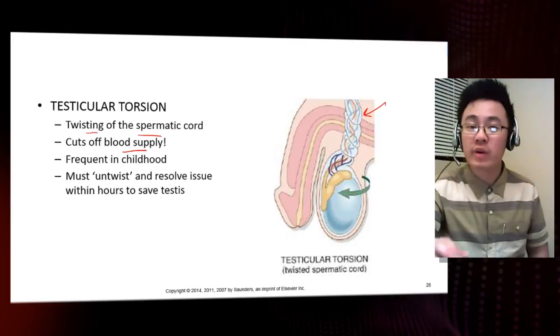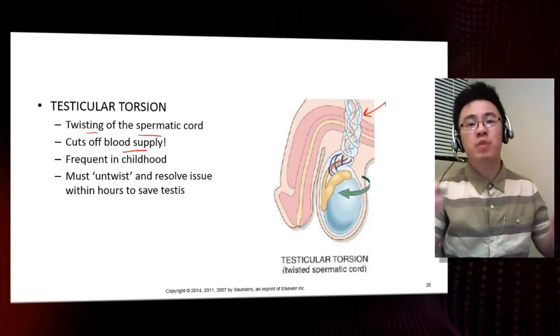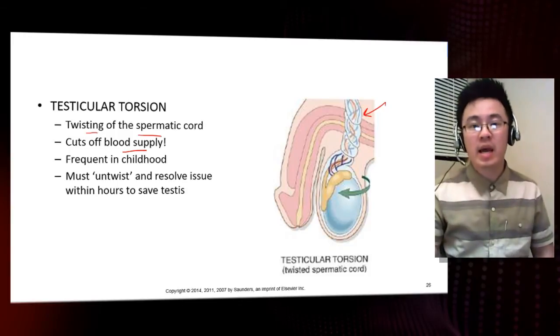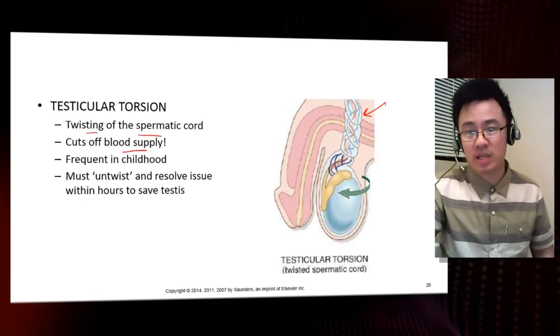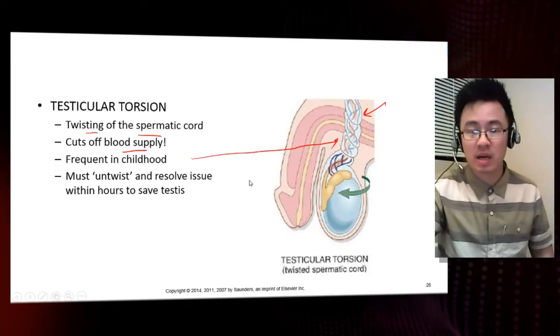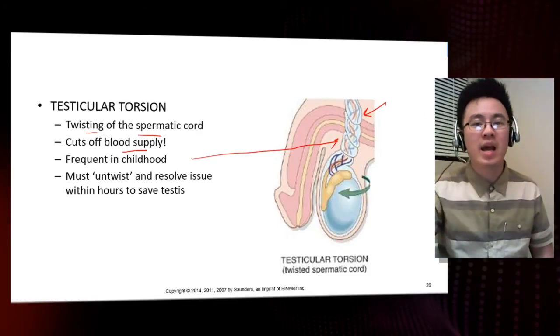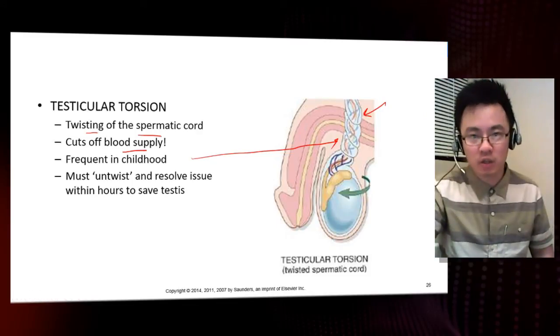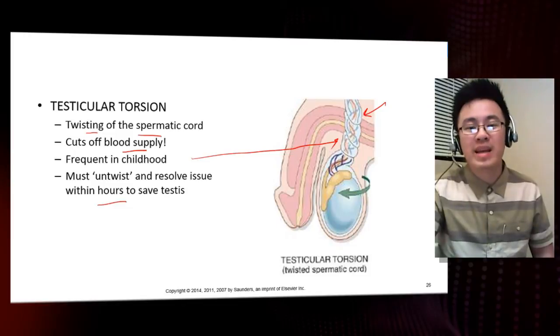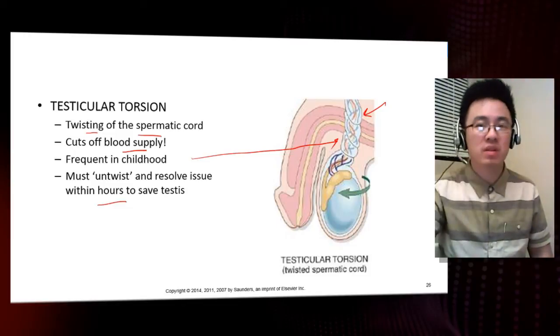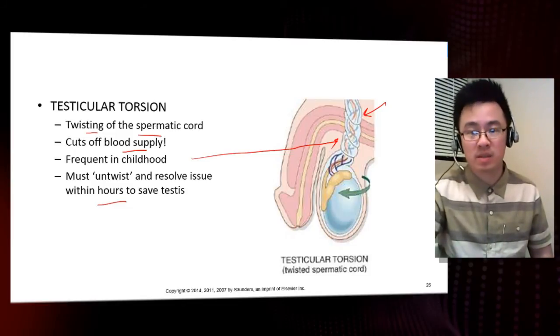cord. Now this is very frequent in childhood, and the reason why is because children are always at play. So this is a very dangerous condition where as soon as testicular torsion is discovered, the male has to run and get that testicle untwisted. Otherwise, within hours of not being saved, the male can lose their testicle.